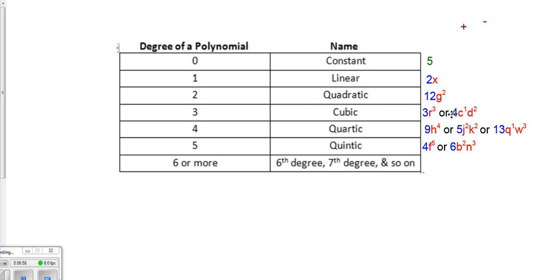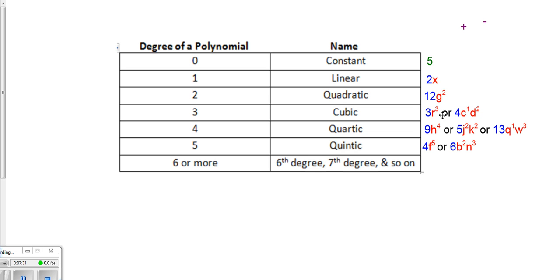Next one, cubic. If we have a degree 3 of the whole polynomial or just one term, it really only needs to have the one term. So something like 3r to the third power. Or if you separate it out, 4c to the first power, d to the second power. For this term, we have to add the exponents together to find the degree of the term. So this one would actually be a degree 3 because 1 plus 2 is 3.